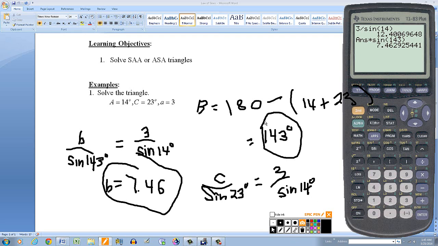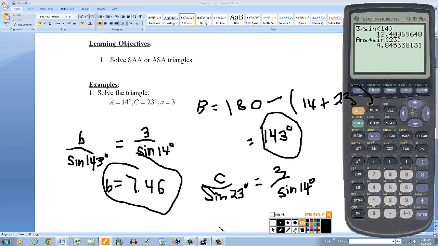So to solve this, use your calculator. It'll be 3 divided by the sine of 14 and then multiplied by the sine of 23, and that'll give you little c. Okay, so let's clear the calculator over here. Again, 3 divided by the sine of 14, enter, and then multiply that by the sine of 23. And I get, rounded to 2 places, 4.85.